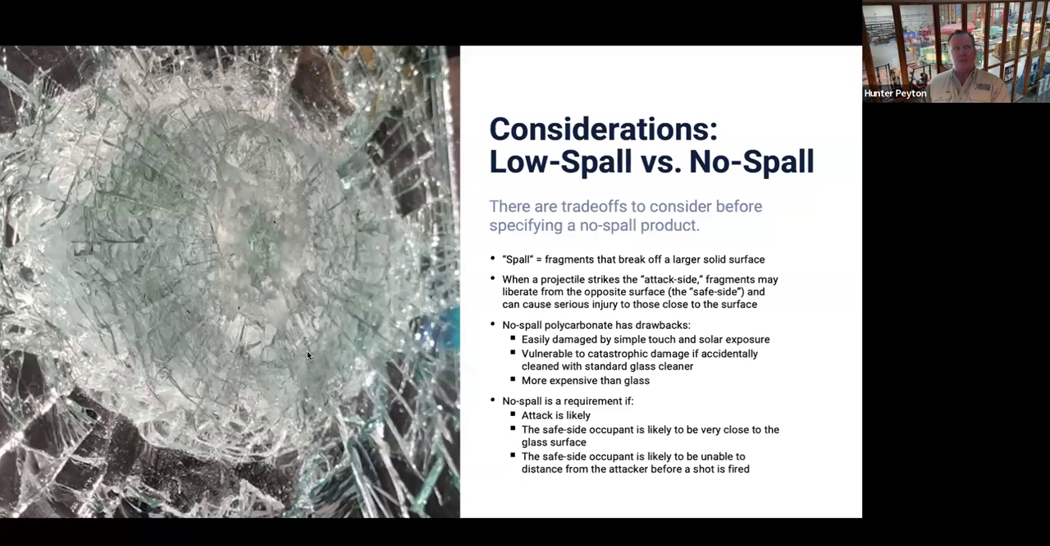where the abrasion-resistant polycarbonate can both be damaged physically and chemically. Anybody that cleans a no-spall piece of glass with Windex or anything else like that risks damaging and virtually destroying that glass, at least from an aesthetic perspective. So again, it depends on the environment, but generally speaking, unless someone's going to be right behind that glass, you want to go with a low spall application.